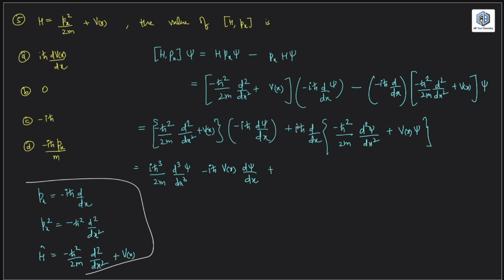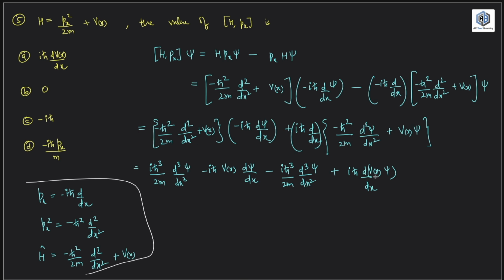If I multiply these two terms, this plus and this minus is going to become minus, and this will be i h cross cube upon 2m d3 by dx square psi. When I multiply with it, it will become plus i h cross d Vx psi by dx. So this is product rule.